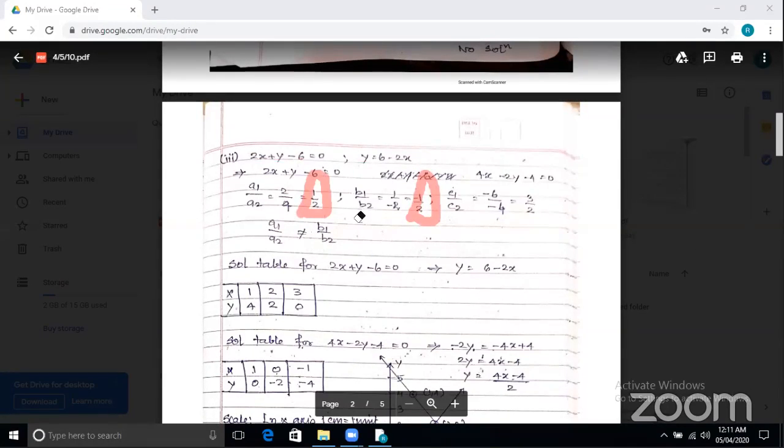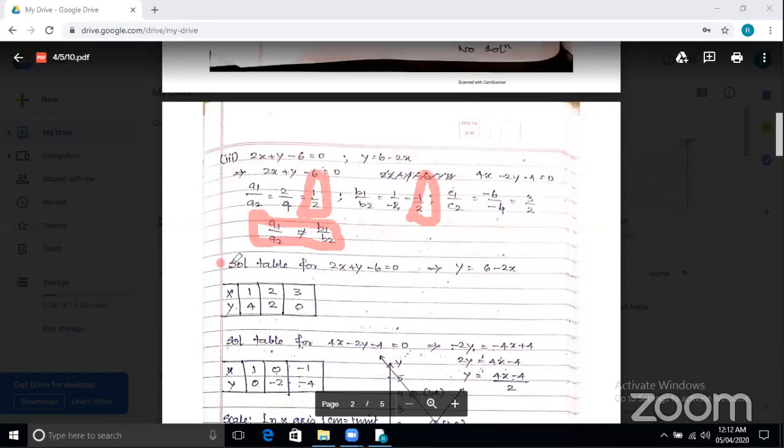Any doubt in this? If a1 by a2 is not equal to b1 by b2, what is the conclusion? The lines intersect, it has only one possible solution, and these equations are, what are they? The equations are consistent.